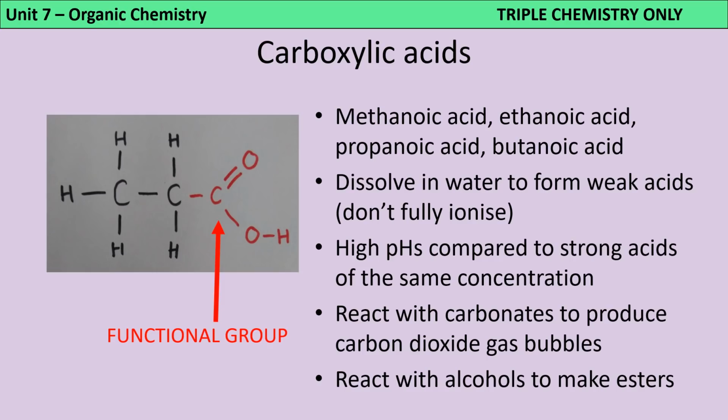In other words, they don't fully ionise. This means that they have high pHs compared to strong acids of the same concentration. So if you have a 1 molar solution of hydrochloric acid and a 1 molar solution of ethanoic acid, the ethanoic acid will have a higher pH, although still below 7 because it is still an acid.